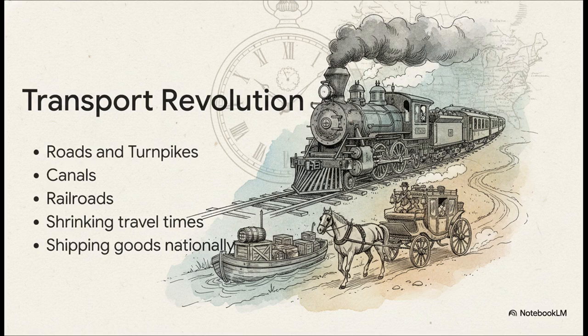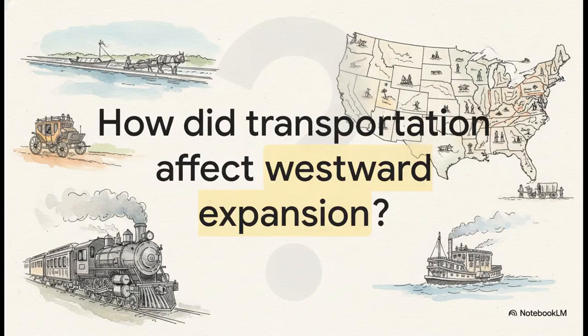But it wasn't just about moving people, it was about moving stuff. This revolution made it possible to ship agricultural and manufactured goods nationally. It created this vibrant capitalist republic where folks could easily travel to towns and cities for jobs, and it completely revolutionized the American economy.